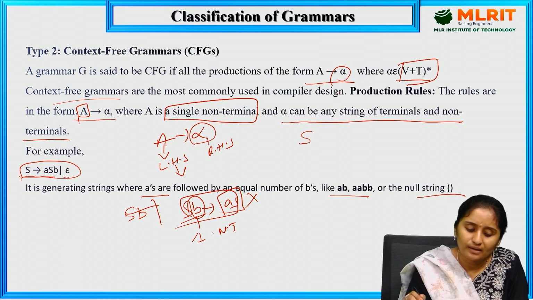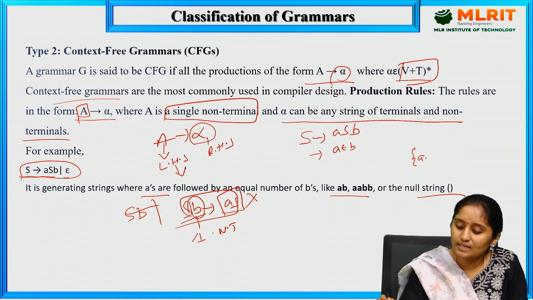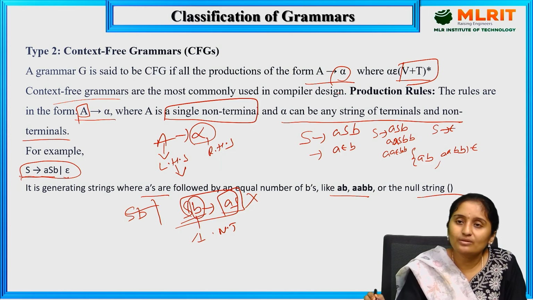Let me check here. S produces ASB. So here S produces ASB is nothing but AB, A epsilon B, it is going to generate. So the string it is generating is AB, and also I can generate ASB, which is nothing but A A epsilon B B. So AABB it is going to generate. S produces epsilon. Epsilon is also going to generate.